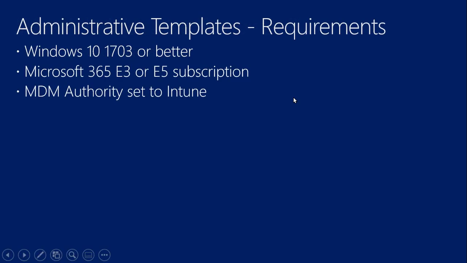Okay, so what are the requirements to use them? And by the way, that could be a lot longer discussion too. That's just a summary of what we discussed, right? So what are the requirements of using administrative templates? Well, there are a few. You need Windows 10 1703 or better to be able to do this. You do need appropriate M365 licensing, either E3 or E5, and then the MDM authority set to Intune to be able to effectively use these policy configs.